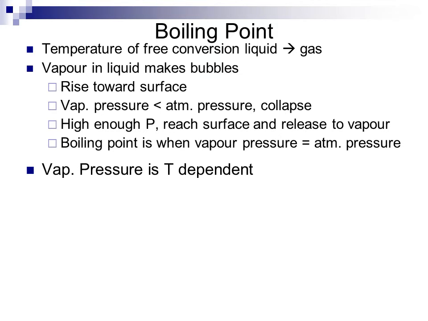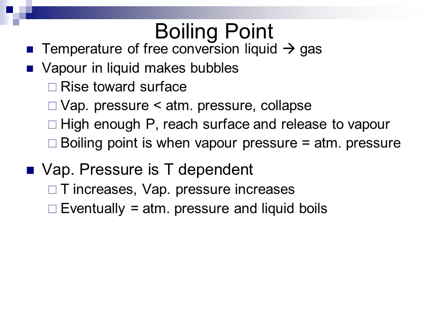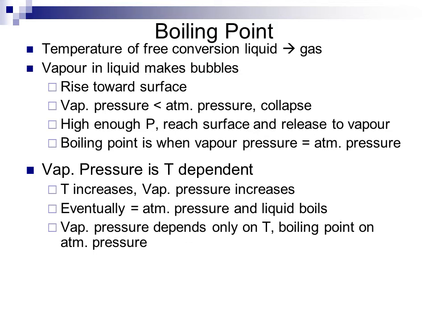Vapor pressure is temperature dependent. As temperature increases, vapor pressure also increases. Eventually, the vapor pressure will reach atmospheric pressure and the liquid will boil. Vapor pressure depends only on the temperature of the liquid. The boiling point depends on the atmospheric pressure. This is why things like pressure cookers are effective.